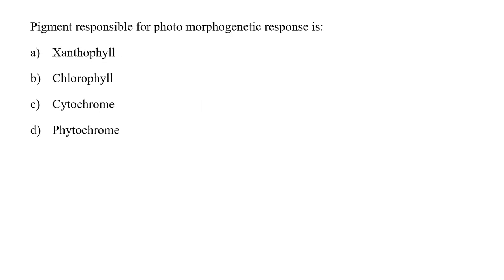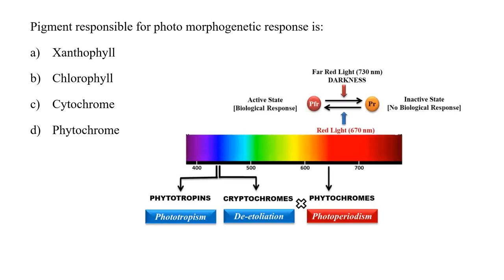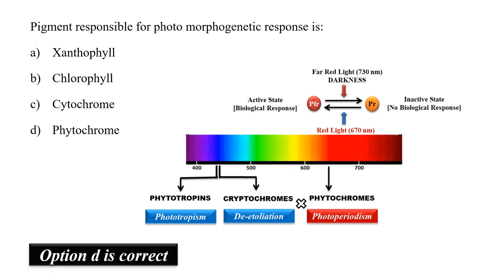The pigment responsible for photomorphogenetic response is xanthophyll, chlorophyll, cytochrome or phytochrome. Generally, photomorphogenesis is a light-dependent plant growth pattern, which is different from photosynthesis. There are at least three stages in plant development where you can see photomorphogenesis. First, seed germination. Second, seedling development. And third, when the vegetative stage switches to the flowering stage. A large number of photomorphogenetic responses are mediated by the proteinaceous phytochrome pigments, which are present in two states, active and inactive. The active state controls the biological response, while the inactive state does not. So here option D would be the answer, that phytochrome is the pigment responsible for photomorphogenetic responses.